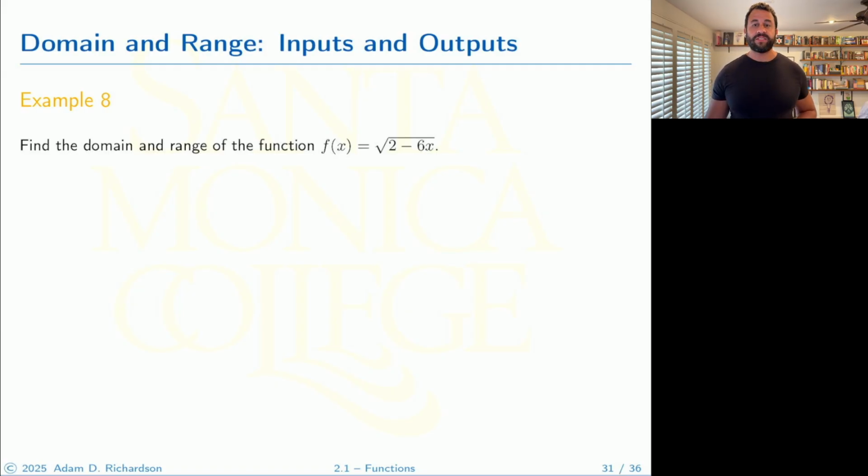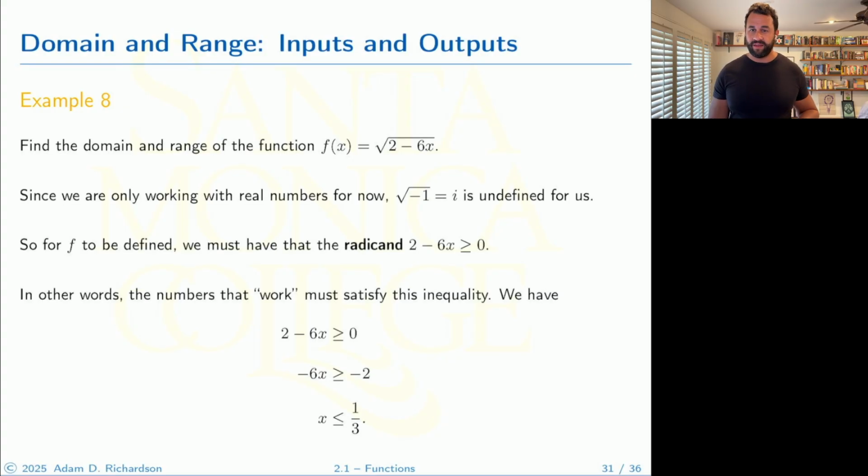Okay. Now let's do this one together because we haven't seen a function like this yet, right? This is a square root function. You might remember these from the past, so I'm kind of building off of that, but we're only working with real numbers now. So for example, the square root of -1, which is i, it's undefined at this point. We don't know what that is yet. We don't know complex numbers yet. We are only working with real numbers.